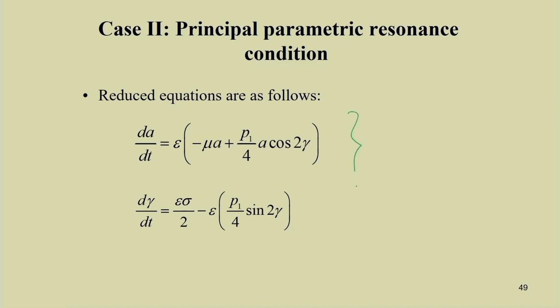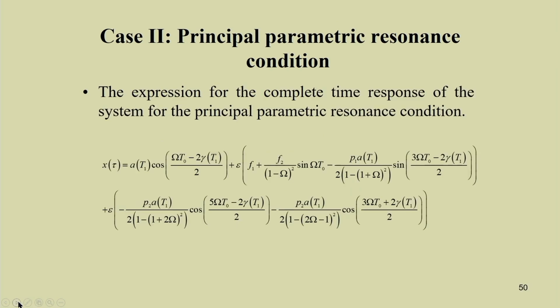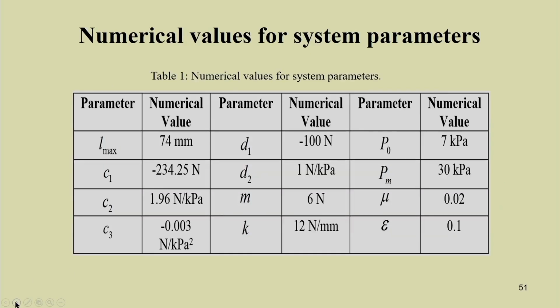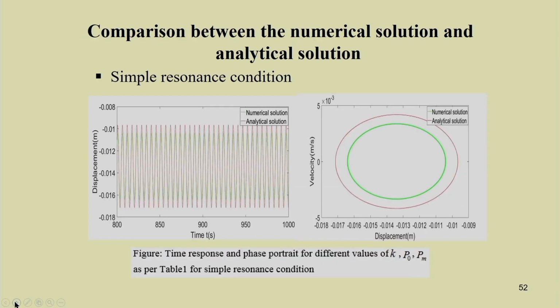So, in case of principal parametric resonance conditions also, by using the method of multiple scale, you can have the reduced equation, and from this reduced equation you can find the solution in this form. This is the solution in case of the principal parametric resonance condition, and in case of combination parametric resonance condition, you have already seen the response will be different. For example, these are the numerical values we have taken for our analysis, and we have plotted the simple resonance condition. Numerical and analytical solutions you can plot.